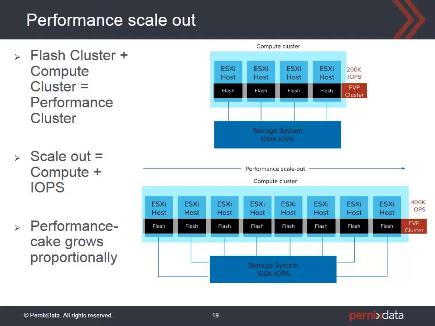And think about the cache coherency I was talking about. Because FVP knows exactly where each version of the blocks is, you're going to use the other flash devices in your cluster as well. So it's not on a per host basis. It's an overall pool of flash resources.